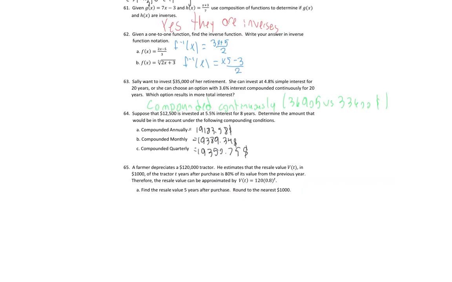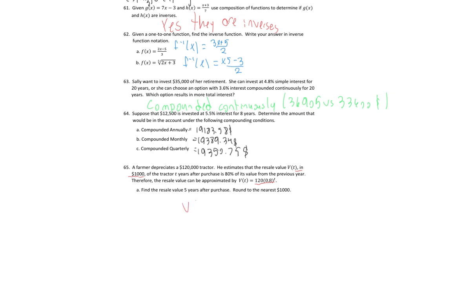This next one is a two-parter, so I'll do the first part on this page, and then I'll go into the next one. So, a farmer depreciates a $120,000 tractor. He estimates the resale value, in thousands of dollars, of the tractor t years after purchase as 80% of the value from the previous year, giving him this equation. So find the resale value 5 years after the purchase. Round to the nearest thousand. Note that this is in thousands of dollars, so just keep that in mind.